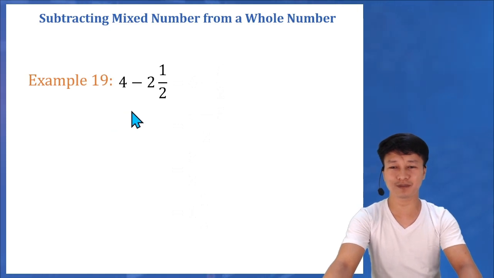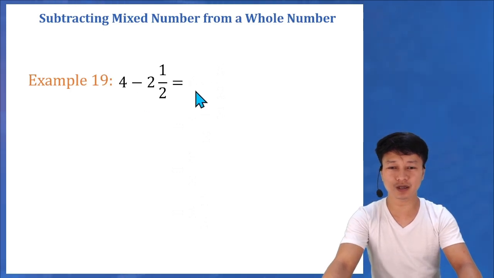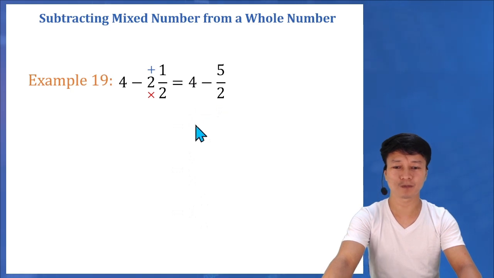Okay, let's try this one. Baka effective din sa inyo. Okay, so we have 4, just copy the whole number, minus the equivalent improper fraction of this mixed number 2 and 1/2. So that is 2 times 2 is 4 plus 1, that is 5 over, this is 2, so it must be 2. And that is equal to, okay, so whole number minus a fraction.